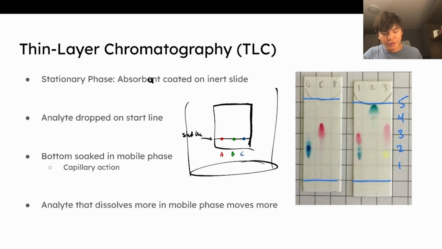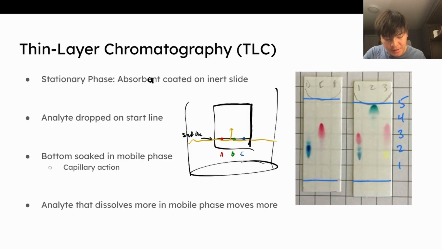And we now submerge the bottom part of this sheet with the mobile phase. And what's going to happen? All right, let's say we have our mobile phase. What's going to happen is the mobile phase is going to go up on the sheet from capillary action, right? Imagine you put a piece of towel in water, water will rise in there, right? Same idea, capillary action. And analytes that can dissolve in the mobile phase will get carried higher, right?